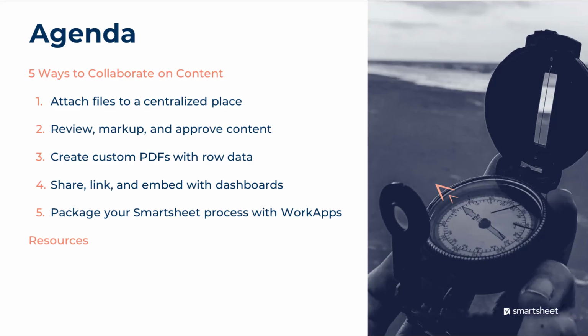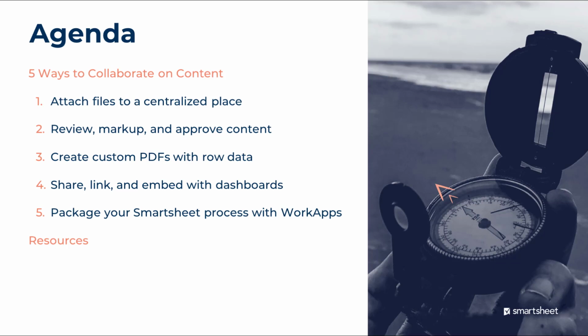Today we're going to be talking about content collaboration, and content collaboration is kind of a broad way to talk about several different areas and capabilities that you'll find in Smartsheet. Now, depending on your role or industry or organization, you might work with content in different ways, but really the underlying theme is we all work with content in some way. And in Smartsheet, we're going to learn about the 5 different ways that you can do that.